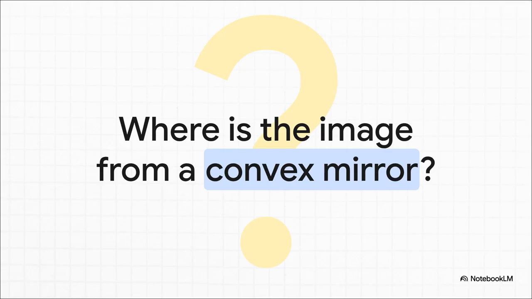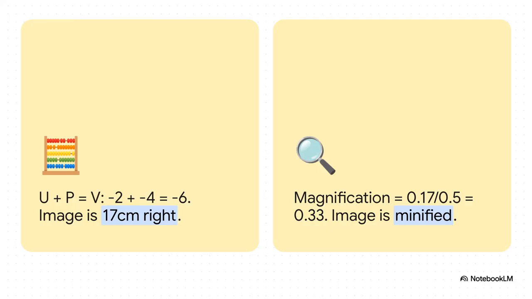The mirror has a 50-centimeter radius. Where exactly will that image form, and what's it going to look like? So, the crucial step here is plugging this straight into our universal U plus P equals V equation. Our object is sitting at 50 centimeters, so our incoming light vergence, U, is minus 2 diopters.